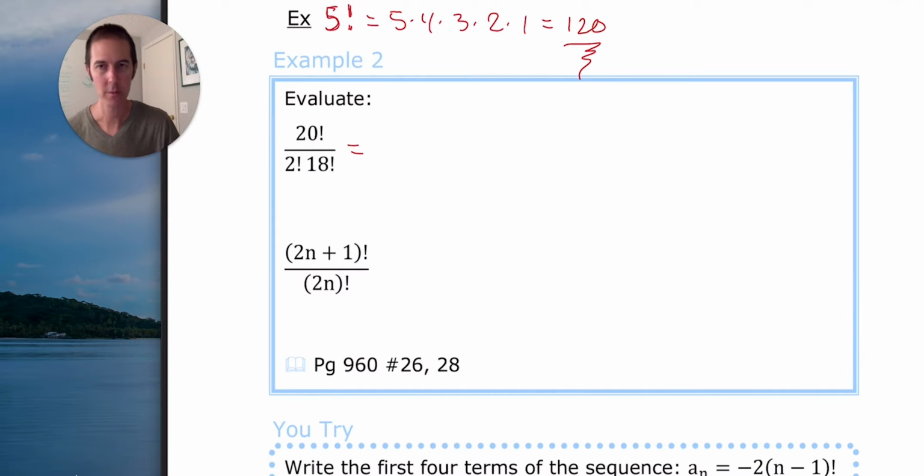I'm going to try to avoid calculating that final value as often as possible. For example here, in the numerator, there's no way I'm going to write out all 20 factors of that numerator. I'm not writing out 20 times 19 times 18 times 17 times all the way down. Forget it.